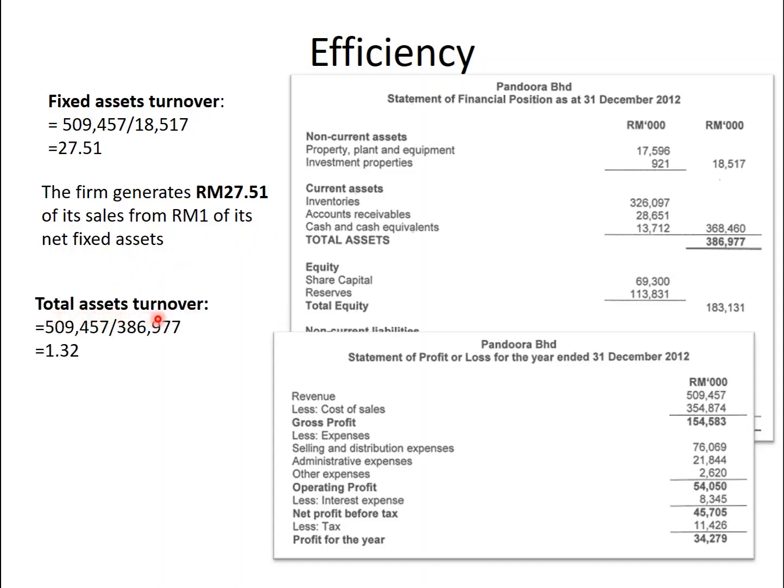Next is total asset turnover. The formula is sales divided by total assets. So sales is this figure. Then we identify the total assets, which is non-current assets plus current assets, represented here with total assets of 386,977. Then we get the answer 1.32, which means the firm generates RM1.32 of sales from RM1 of its total assets.